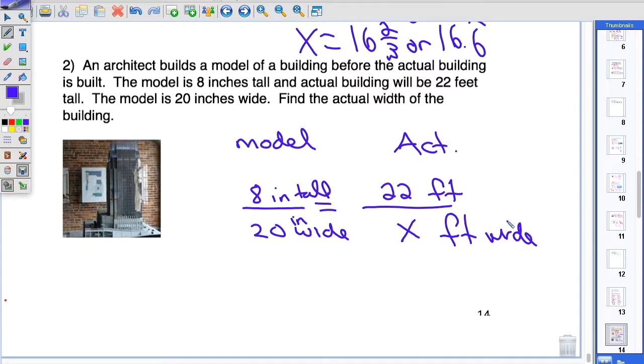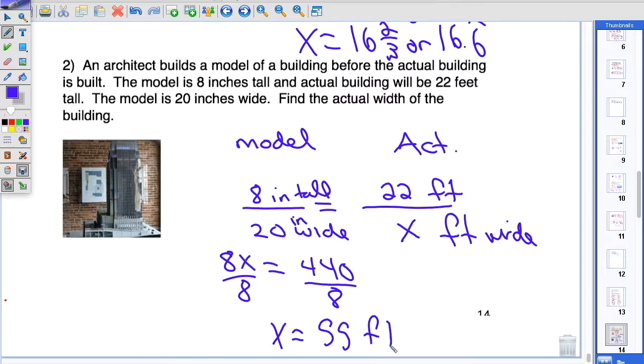So we do our cross product, so 8 times x is 8x. 20 times 22 is 440. Divide both sides by 8. So x is equal to 55 feet wide.